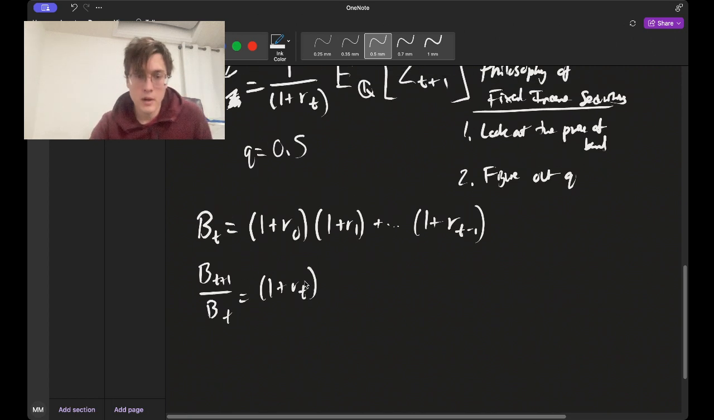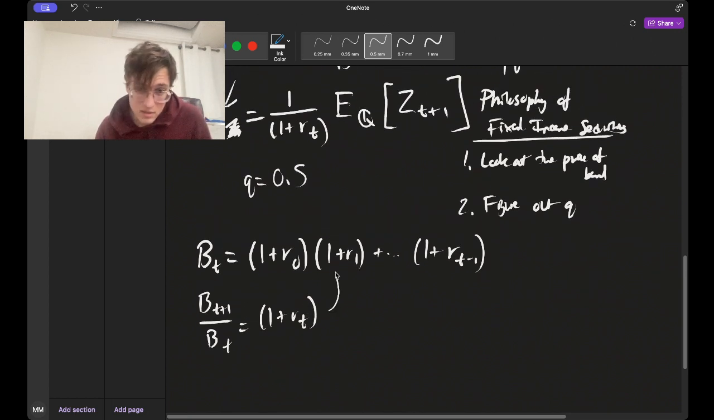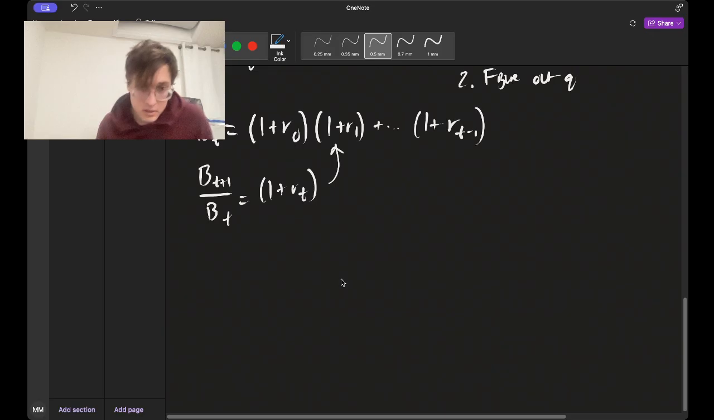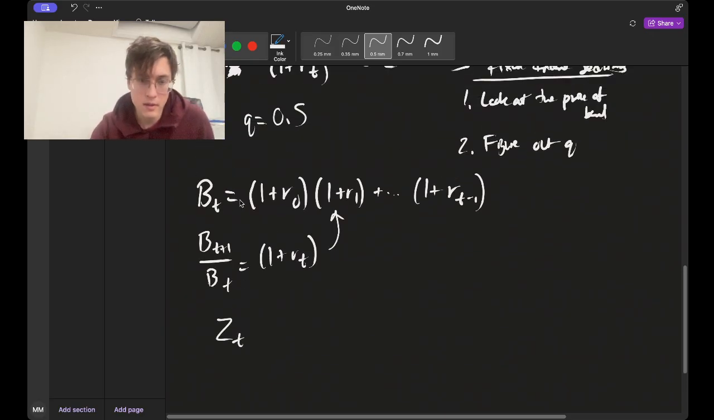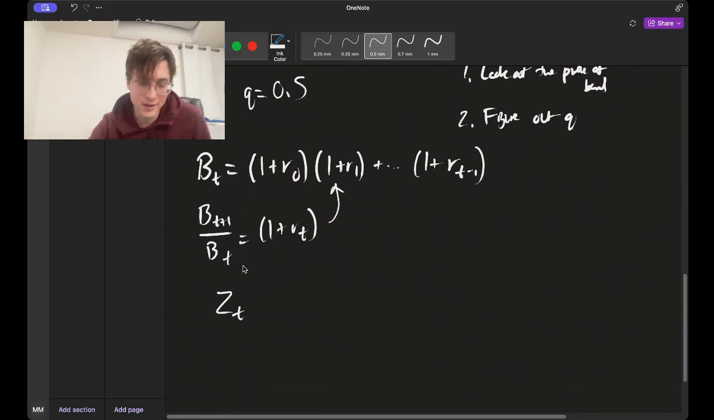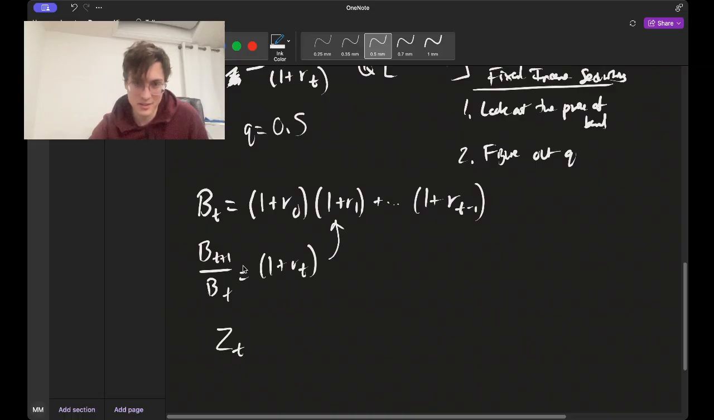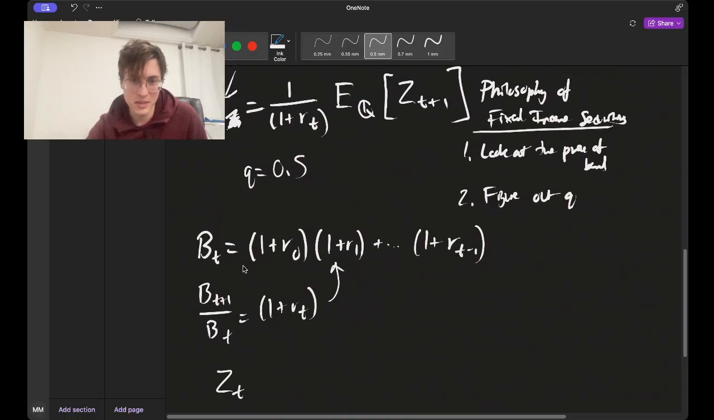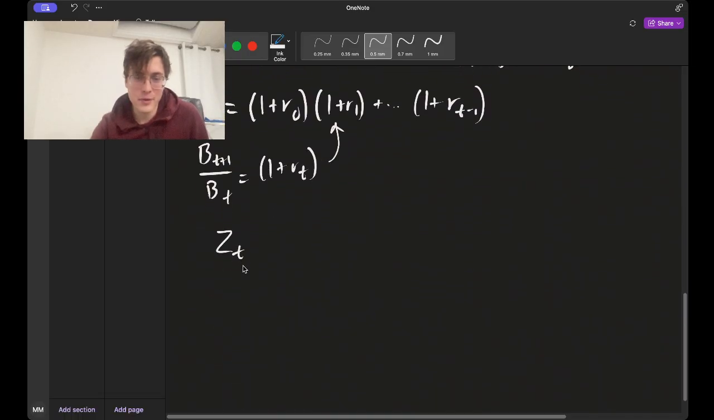Okay, so I'm going to substitute this back into the original equation. Oh yeah, and I should also note that this BT is not known until you're at time T. That's why this is not like a risk-free cash account. It could be not very good, depending on where the interest rates have gone, right? So this is not something you 100% know is going to be a good thing. So anyway, we're substituting it in there.